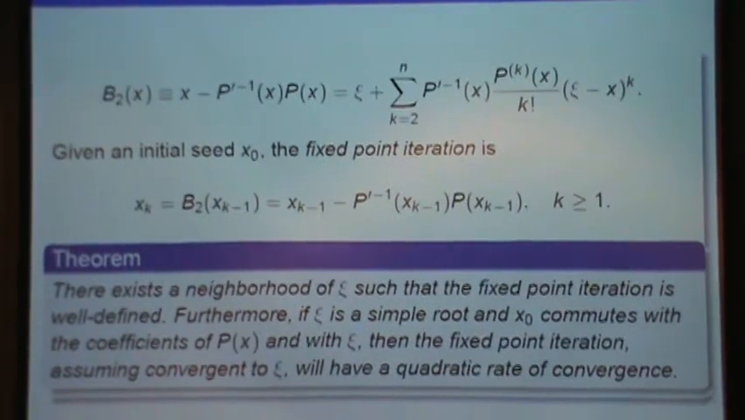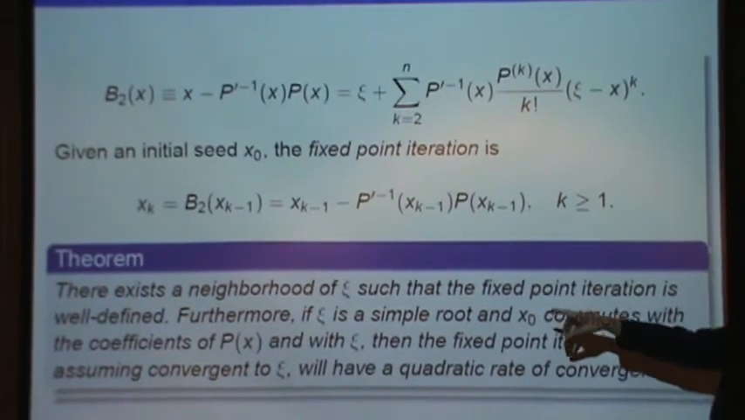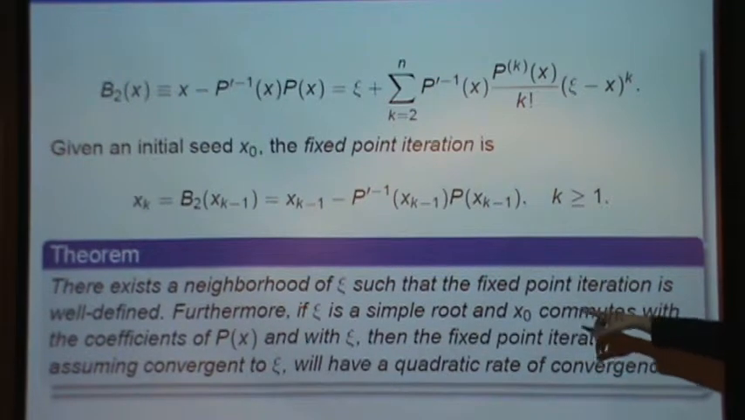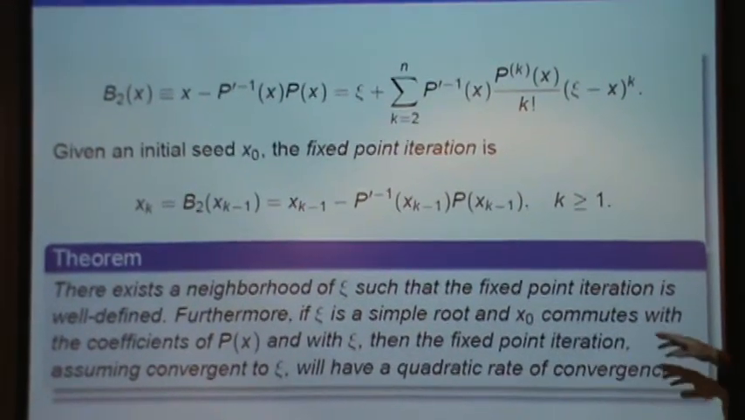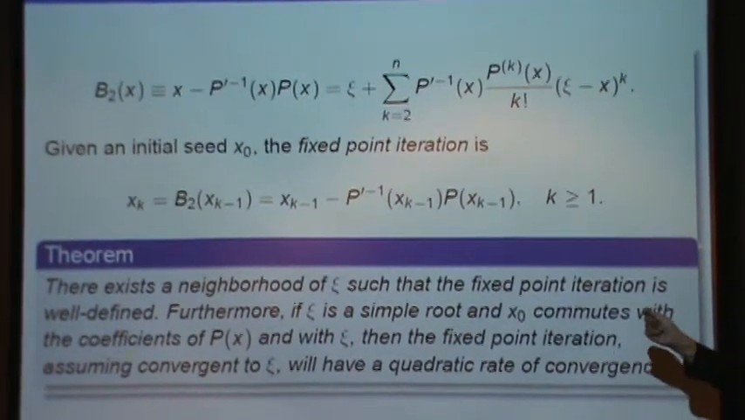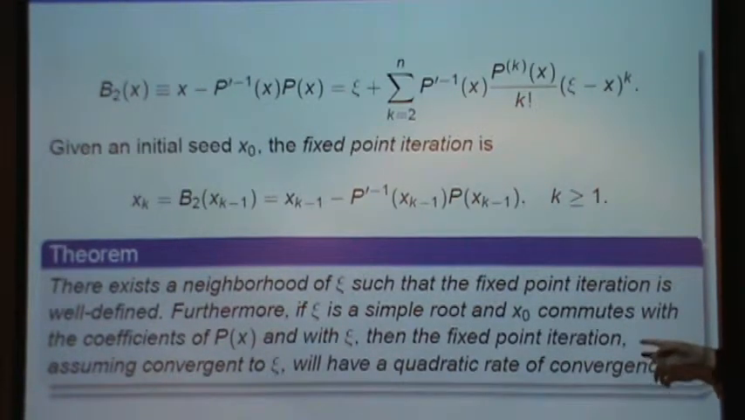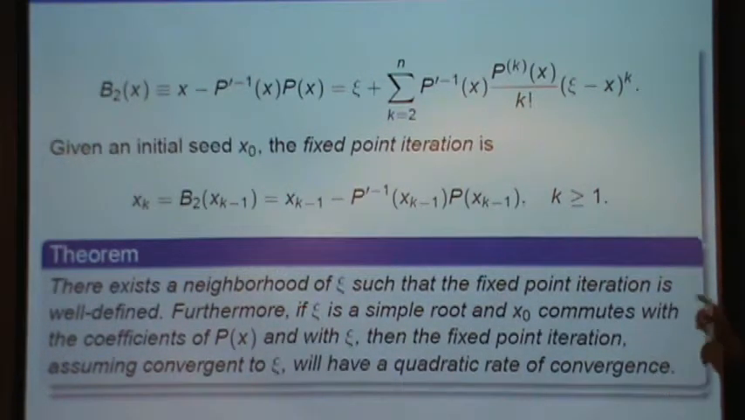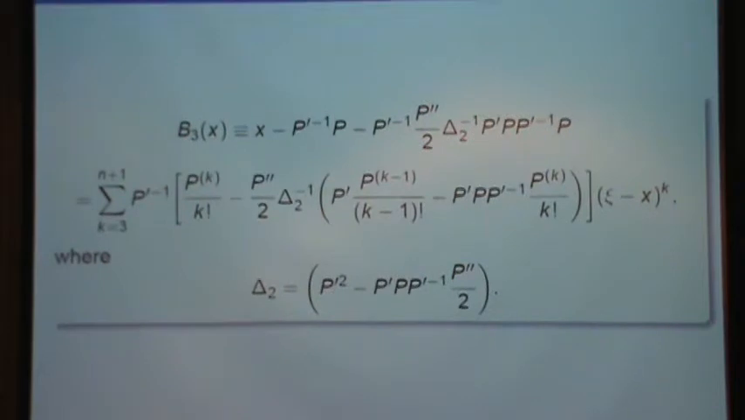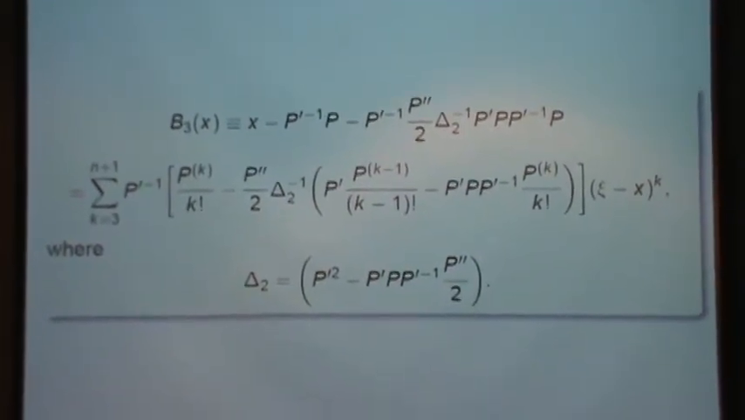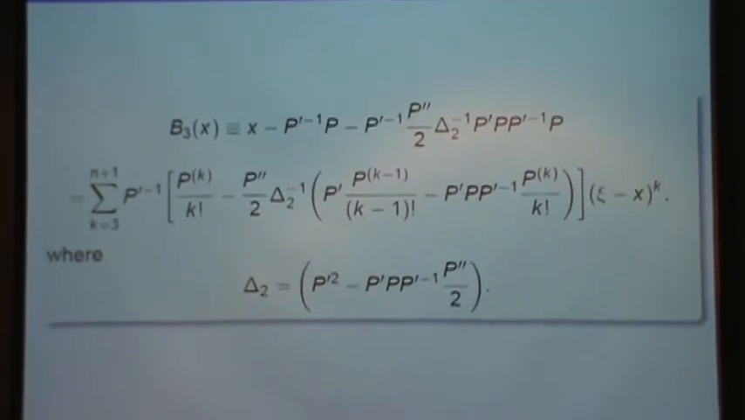And one can show that there exists a neighborhood of C such that the fixed point iteration is well defined, and if C is a simple root and x0 commutes with the coefficients and with C, then the fixed point iteration, assuming convergence to C, will have a quadratic rate of convergence. So in a way, we can have Newton's method. And you don't really find a lot on such things. Even Halley's method, a third order method, I derived in a way. And it's more complicated to derive this than in the complex case.